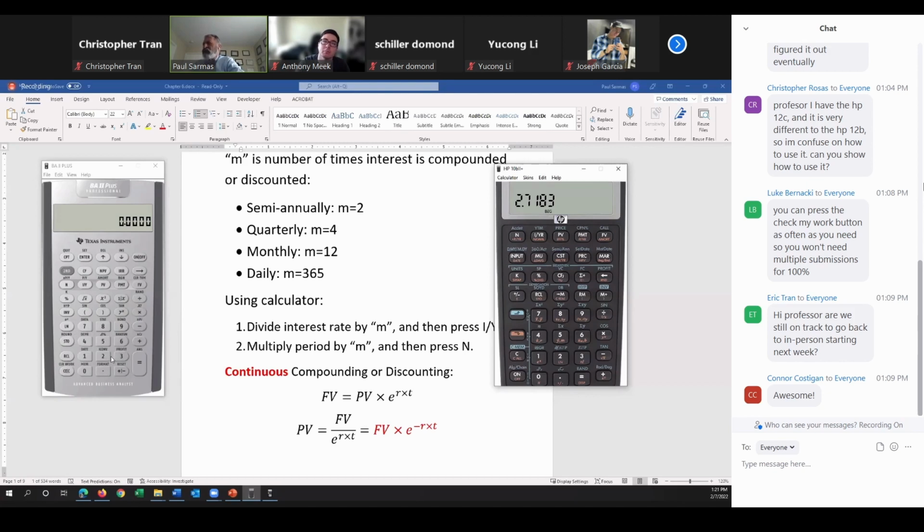For the Texas Instruments, it is 10% multiplied by 10 years, equals, and for the e to the x, you go second, ln. You have an ln key next to 7. You do the second key ln, and that's 2.7183. Notice both calculators give you the same answer. And that's e to the R times T. That's to calculate future value.